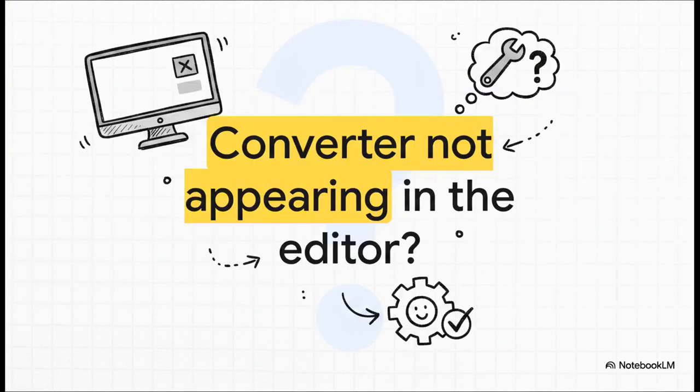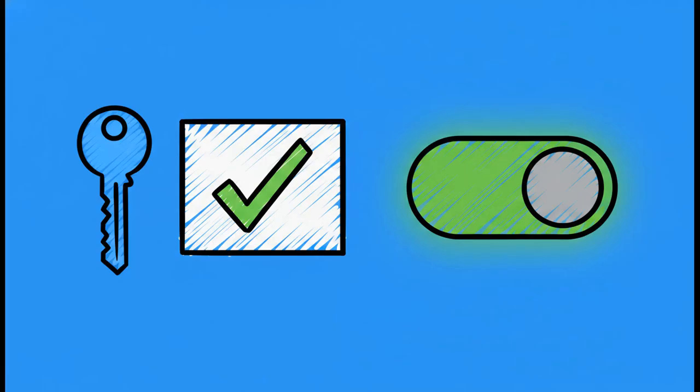Okay, so what happens if you do all that? You go to write a new post, you're all excited, and the converter box is just gone, nowhere to be found. Don't panic. It's almost always a super quick fix. Just pop back over to the plugin settings page. 9 times out of 10, the issue is one of two things. Either the API key doesn't have that little green valid check mark next to it, or you forgot to flip that main enable toggle to on. Check those two, and you should be good to go.